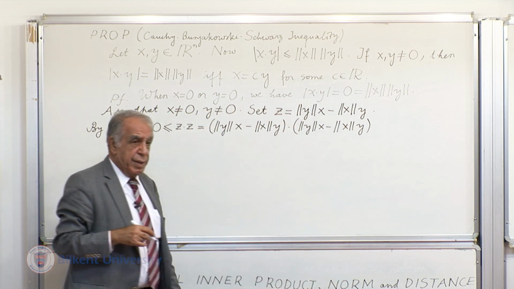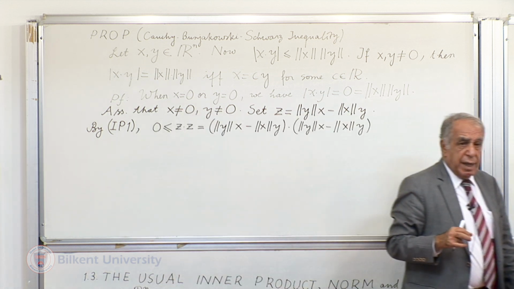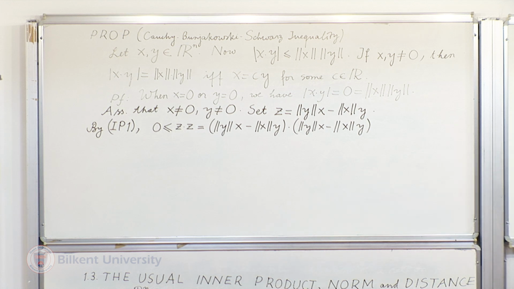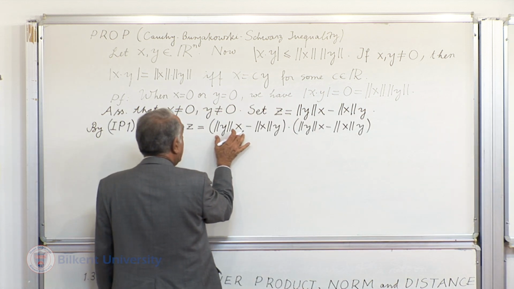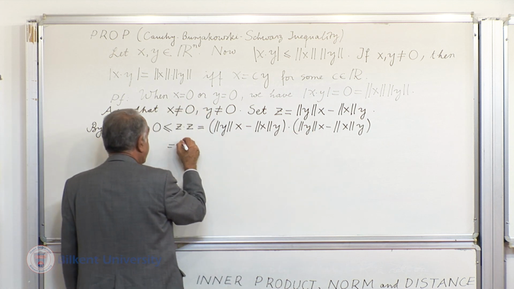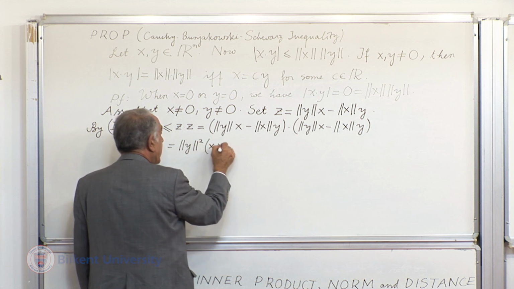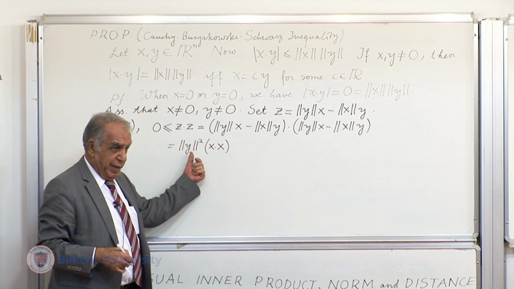But now we have that the inner product is commutative, x dot y is equal to y dot x. We have that x dot (y plus z) is x dot y plus x dot z. Using those, we get the inner product of this with this. So we'll have the norm of y squared, and here x dot x, using also IP5, okay?